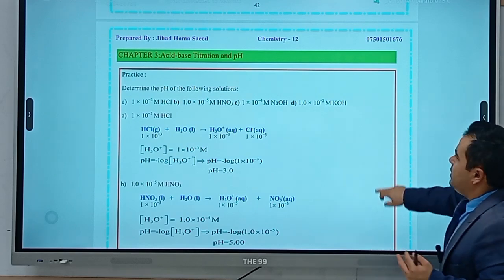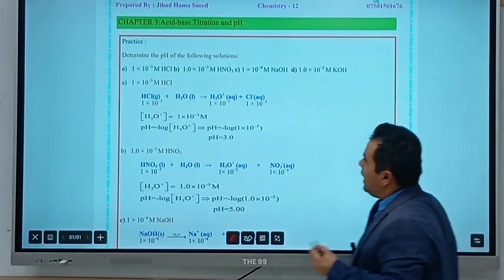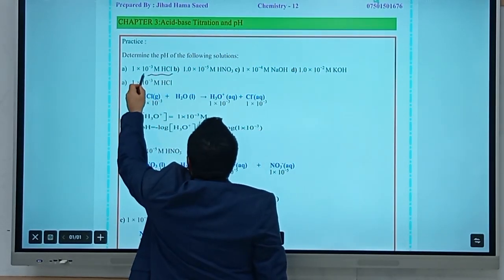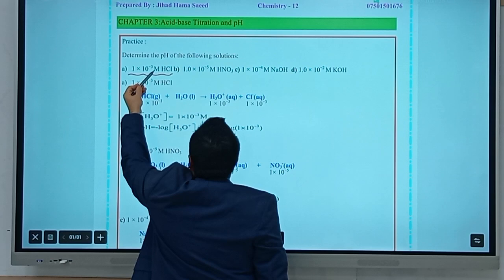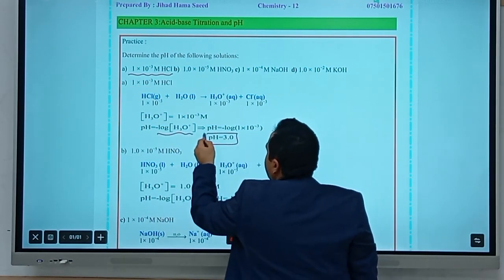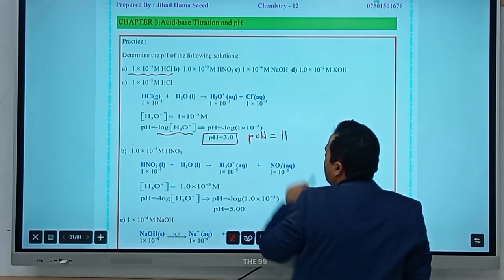Another practice, guys, here we have got several other practices. The A part, B and C, D. The A, the concentration of HCl is given. Directly, this is equal to the hydronium, and then take the minus log of that hydronium, you'll get the pH, and the pOH is equal to 14 minus 3, which is equal to 11.